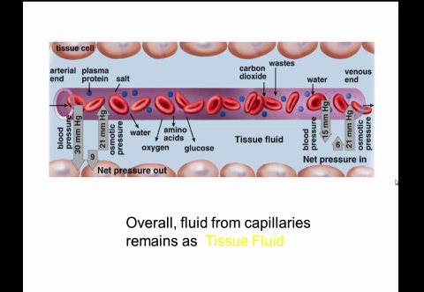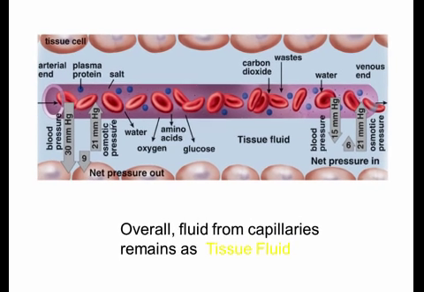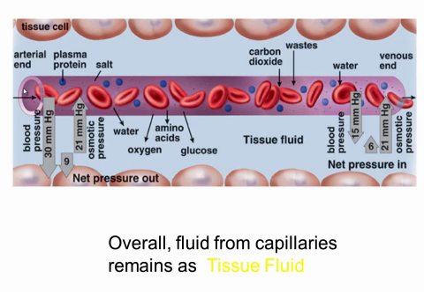So this is a scary looking diagram, but really what it is illustrating is that on the arterial end we have both blood pressure and osmosis opposing one another, but the net pressure on the arterial end is out. If we look over on the right-hand side, this would be the venous end of the capillary bed. We still have blood pressure, although the blood pressure is lower because we're further from the heart. And on the venous end, we have a net pressure in. But if we compare the net pressure out on the arterial end versus the net pressure in on the venous end, there is an excess pressure out, and this is what results in tissue fluid. That is water that has been forced out of the capillary beds and remains as tissue fluid.